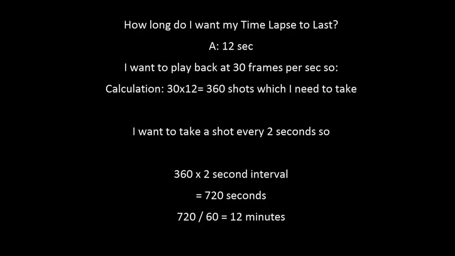Generally, taking 2 shots rather than 1 will make your time lapse slightly smoother, so I need to times that by 2. So 360 times 2 obviously gives me 720, and of course 720 divided by 60 tells me that I'm going to be shooting for 12 minutes to get a total of 12 seconds of time lapse playback. Now, this is a general calculation for creating a time lapse.